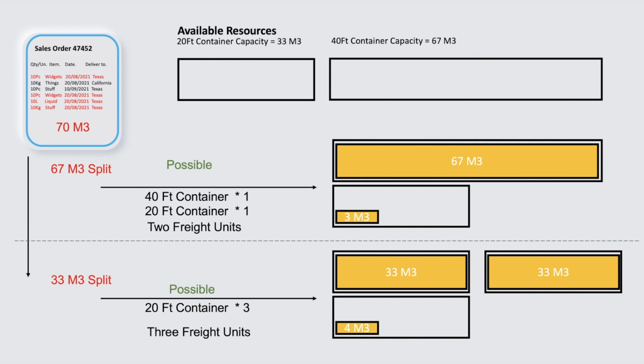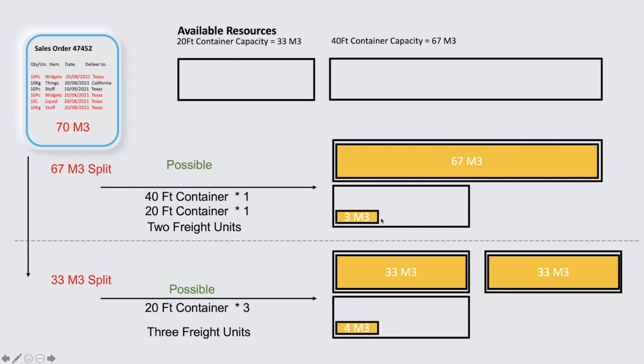So again, we have our example. We have our sales order, which has a total volume of 70 cubic meters. We've indicated in our freight unit building rule a split quantity of 67 cubic meters. And the result is that the freight unit building rule is going to produce 1 freight unit of 67 cubic meters, i.e. it's consolidated as much as possible up to that split quantity. It has then closed off that freight unit and started to consolidate the remainder onto another freight unit. So I end up with 2 freight units, one of 67 and one of 3 cubic meters.